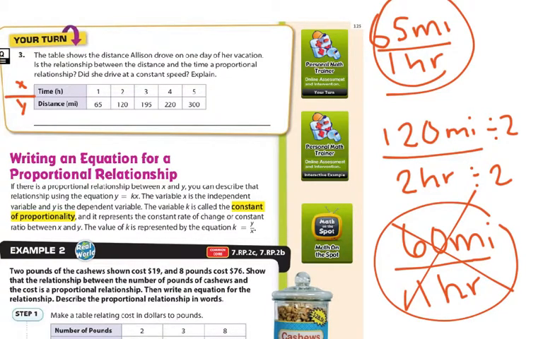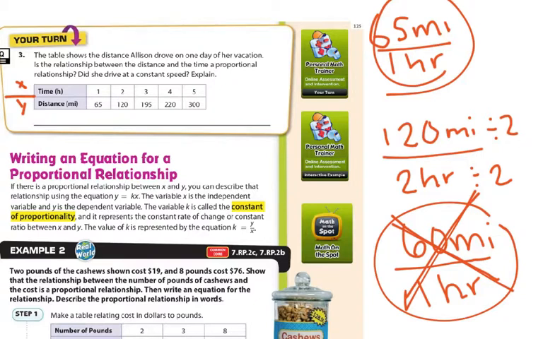So I don't even have to go any further at all. I already know that it is not a proportional relationship because it is not the same speed. She's not going at a constant speed the whole time. The first hour she went 65 miles, and the second hour she only went 60 miles. So she might have stopped for gas in the meantime, might have slowed down her speed, but it is not proportional, not constant, and so no, it is not.